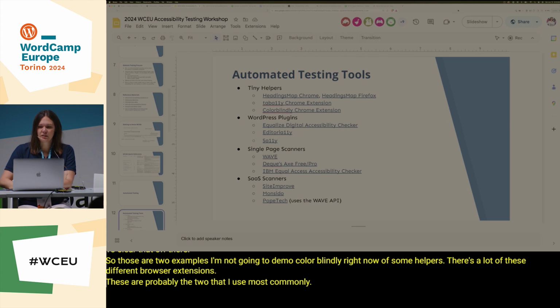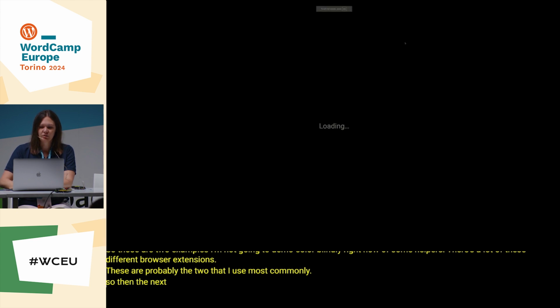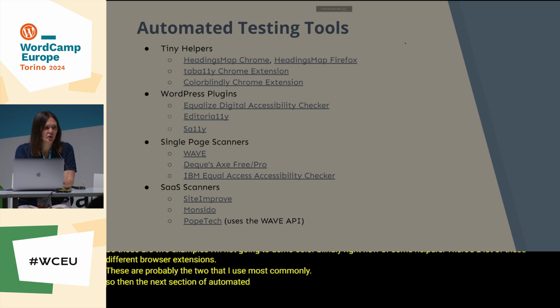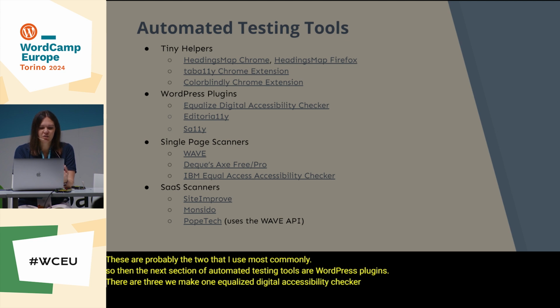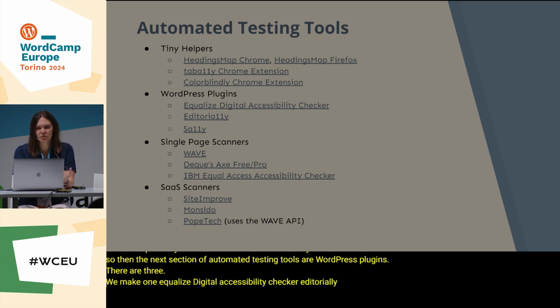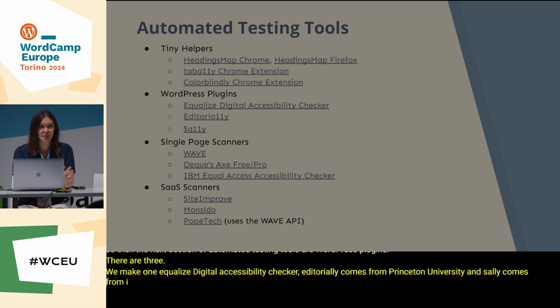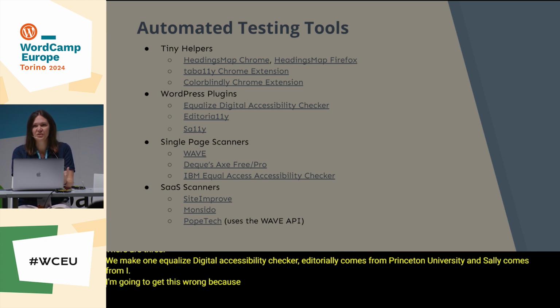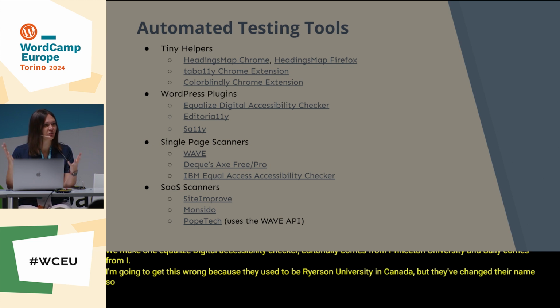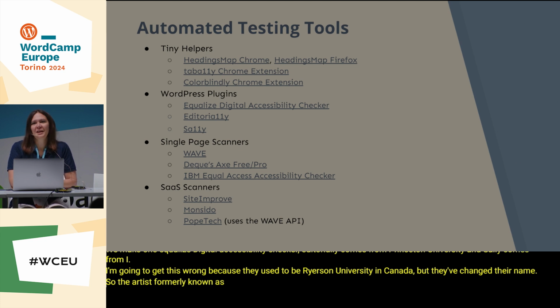So then the next section of automated testing tools are WordPress plugins. There are three. We make one, Equalized Digital Accessibility Checker. Editorially comes from Princeton University, and Sally comes from, I'm going to get this wrong because they used to be Ryerson University in Canada, but they've changed their name. So the artist formerly known as Ryerson University.